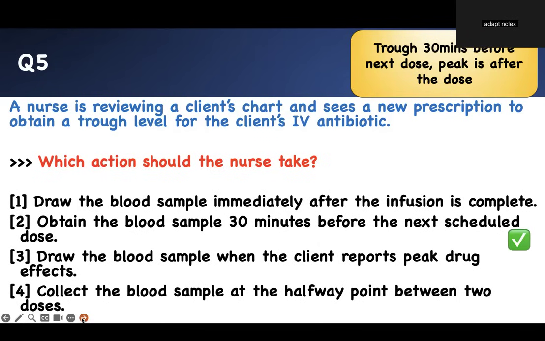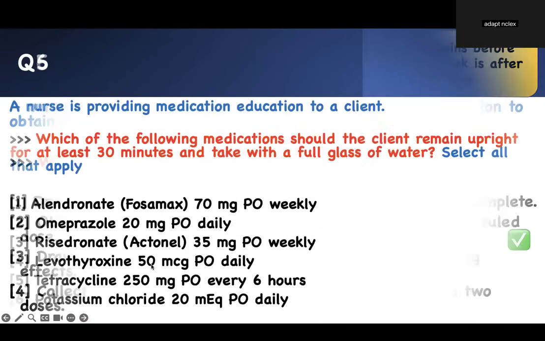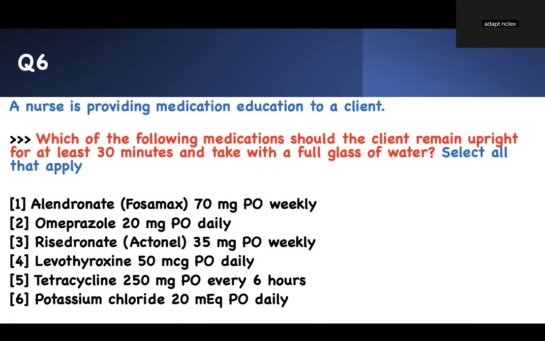These are pharmacology, NCLEX practice questions with detailed answers and critical thinking using common sense and applying our knowledge regarding pharmacology, medication administration for nursing students and the NCLEX. Number 6, it's a little bit difficult. I want you to go for the buzzword. It says select and apply. With the following medication, should the client remain upright for at least 30 minutes and take a full glass of water? There's 2 parameters there.